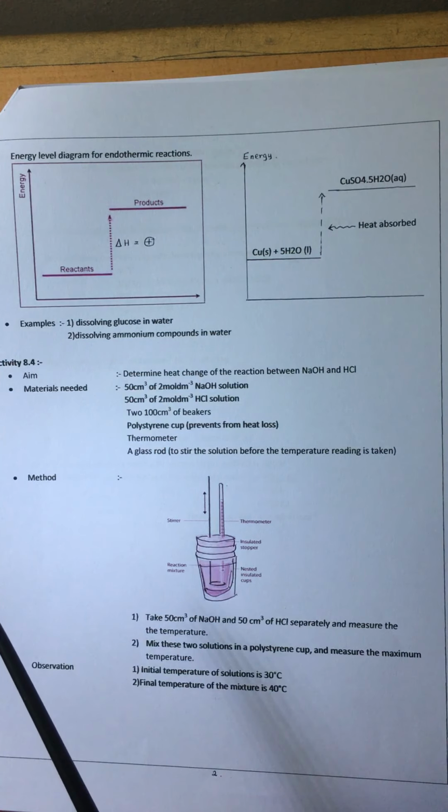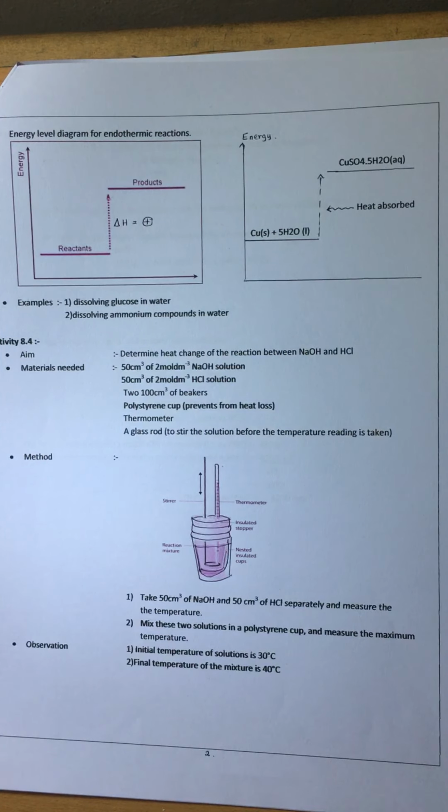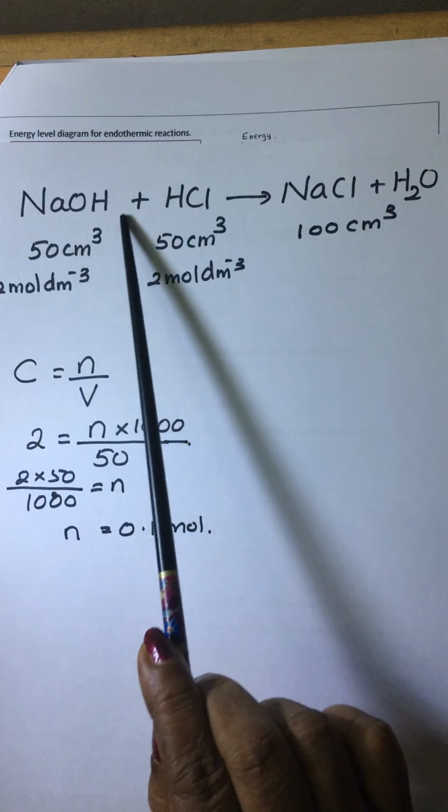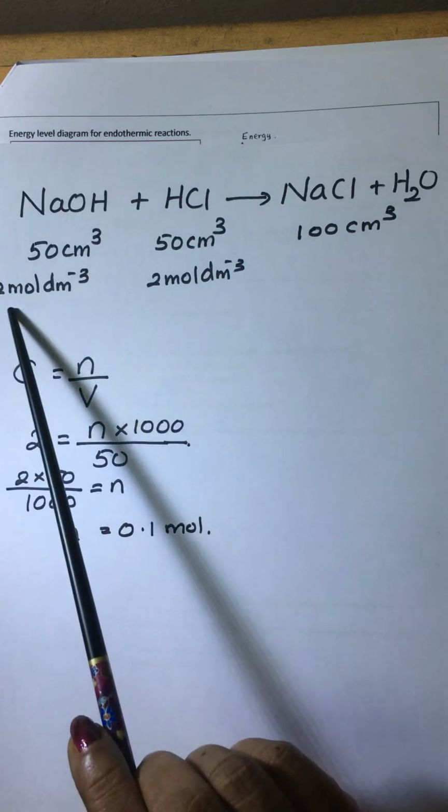You know sodium hydroxide is a base and HCl is an acid, so this is actually a neutralization reaction. Now this is the reaction: sodium hydroxide with HCl gives sodium chloride and water. We took sodium hydroxide, volume 50 cubic centimeters, concentration 2 mole per decimeter cube. And HCl also, volume 50 cubic centimeters, concentration 2 mole per decimeter cube.